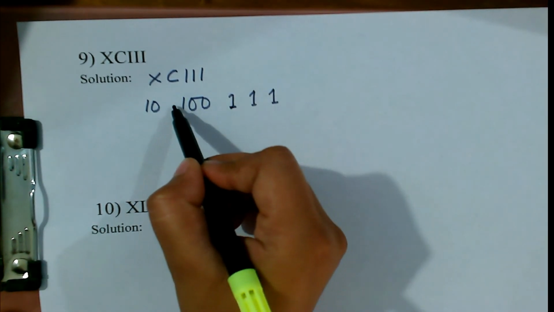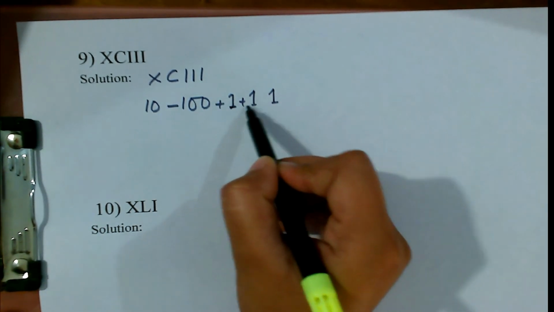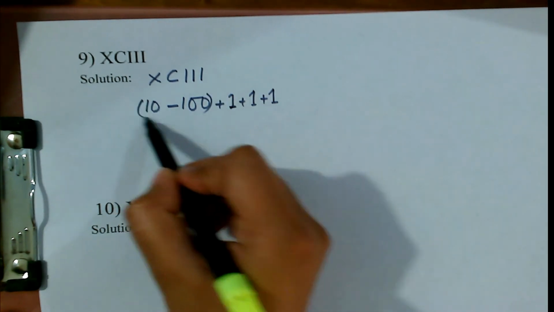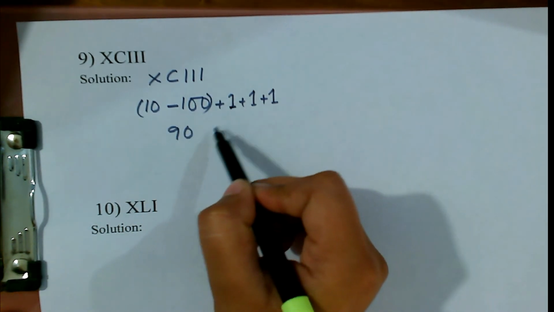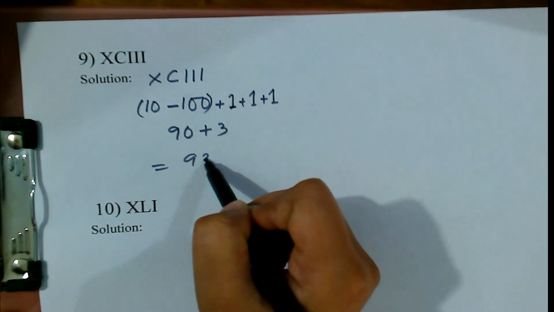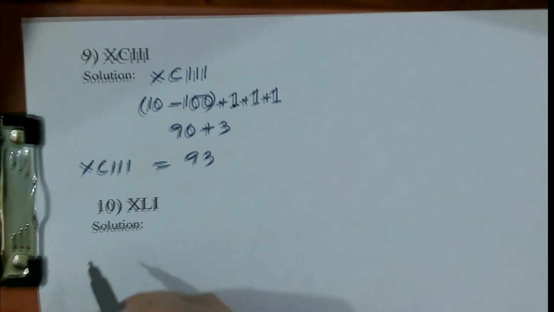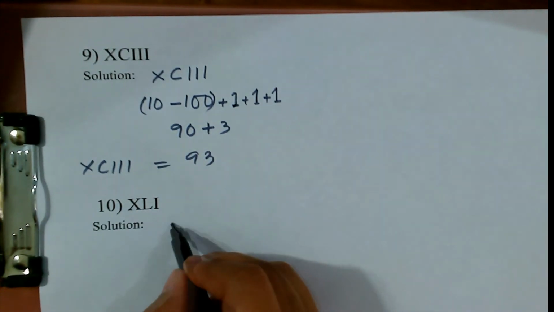Next, XCIII. X is 10, and then C is 100, and then I is 1, 1, 1. Small to big minus, big to small plus plus plus. Subtract this to get 90. Then 1, 2, 3 plus 3, 93. XCIII is 93.